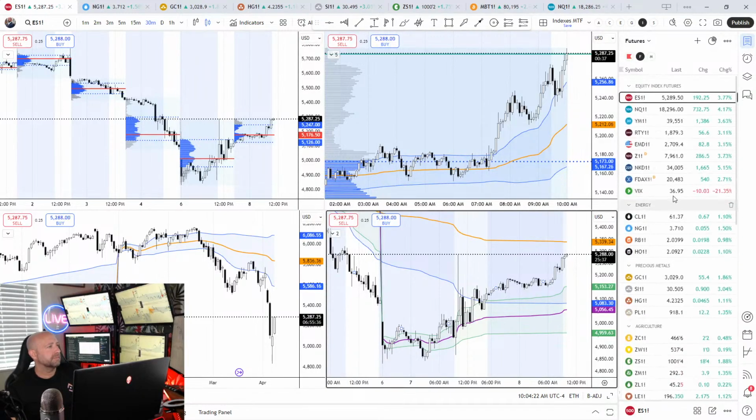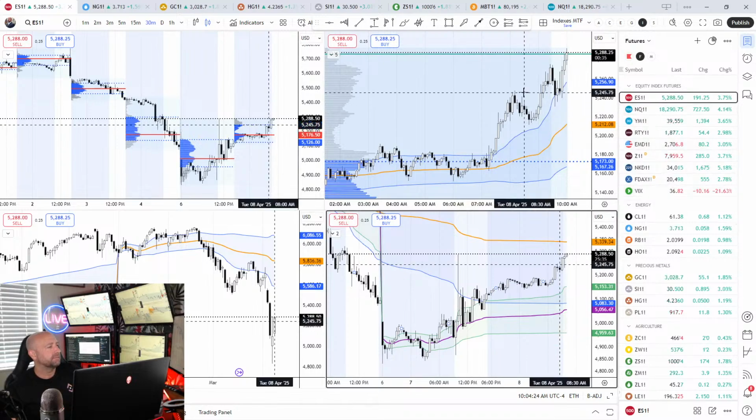Everything's up. A lot of green. VIX is down, so that might have been a short-term intermittent bottom. It might have been the bottom. We won't know. I don't speculate. I don't call bottoms. I just trade whatever the price action is in front of me each day.